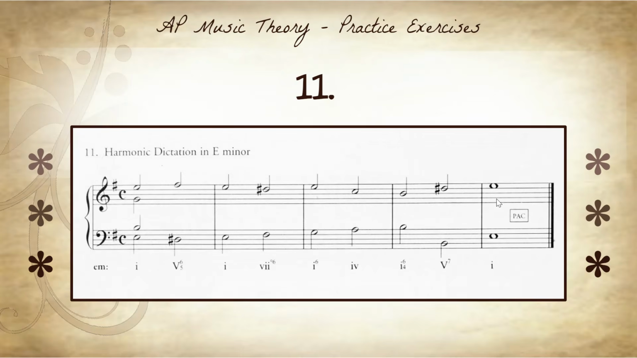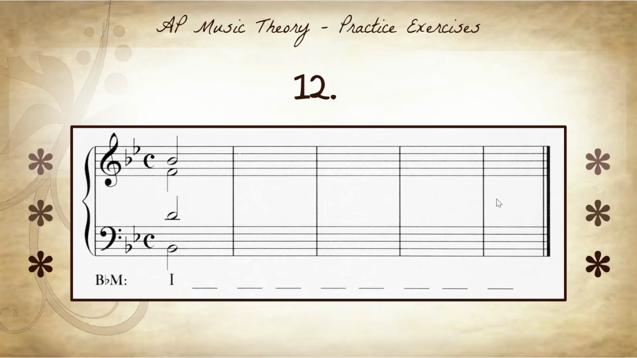And here is the answer to harmonic dictation in E minor. You can see we have a perfect authentic cadence and some accidentals. The example in E minor has one tricky chord in the second measure, the leading tone first inversion triad. It is acting as a passing chord between the tonic and the tonic in first inversion. Let's move on to the last question, question 12, harmonic dictation in B flat major.